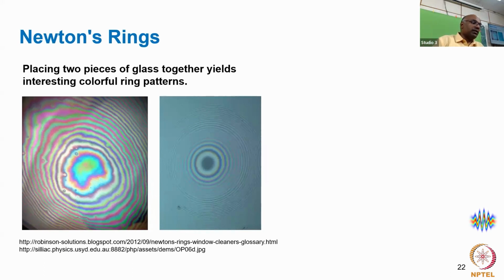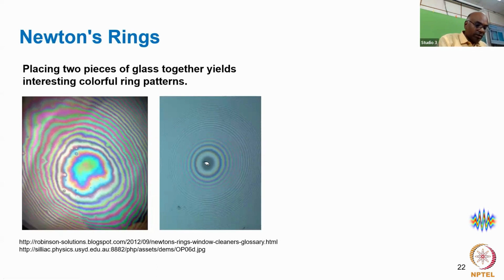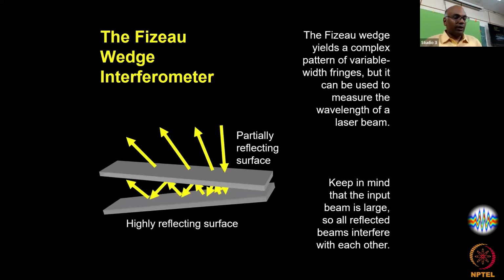I'm immediately jumping onto a scenario where these dark, bright alternating fringes are indeed even circular. Why not? So we have a dark fringe here, we have a bright fringe here, we have a dark, we have a bright. But of course, here you see a range of colors close to the bright fringe, which we also dwelt upon a bit in the previous lecture. That was the Newton's rings.